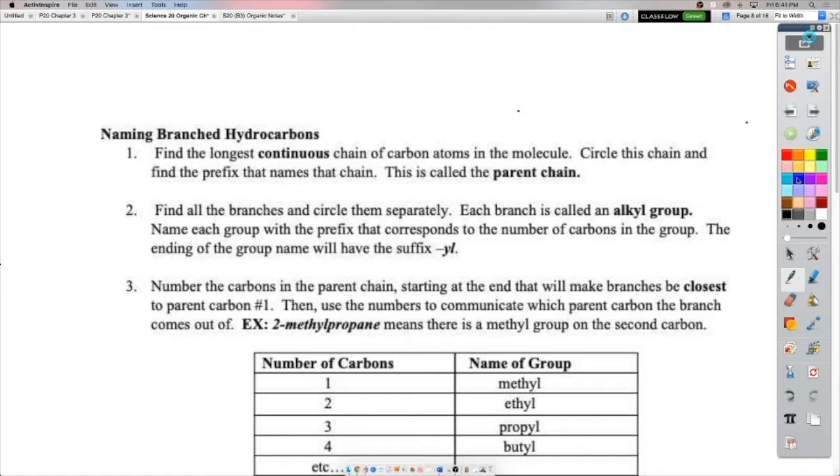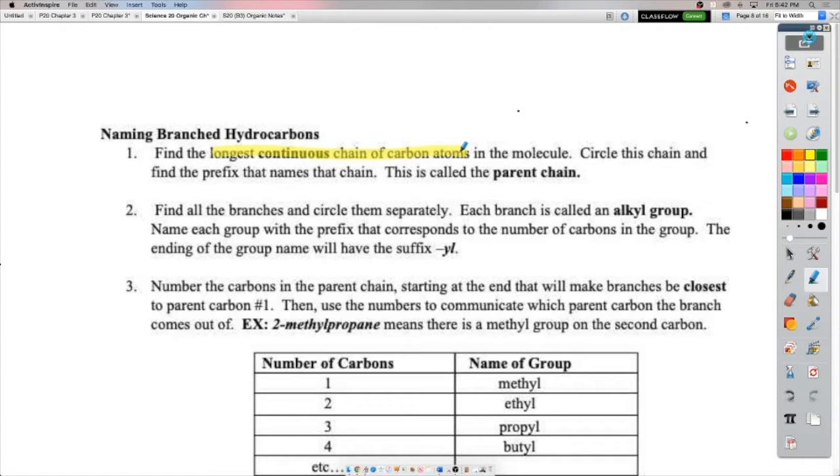All that we're going to do today, we're not going to change any of the rules we had before. We're just going to add one more, and that rule will help us when we're naming something with branches. So we're going to get rules for naming the branches today, okay? So, just like before, what did we do when we were going to name an unbranched hydrocarbon? Well, step one was we had to figure out what it started with. To figure out what it started with, we had to find the longest continuous chain of carbon atoms in the molecule, right? No different now, okay?